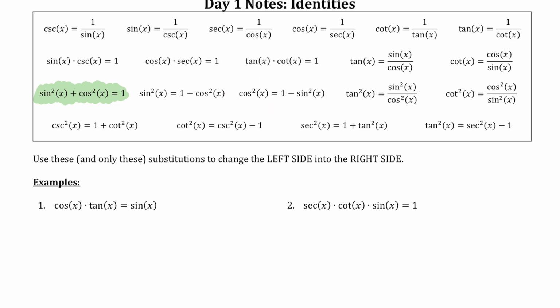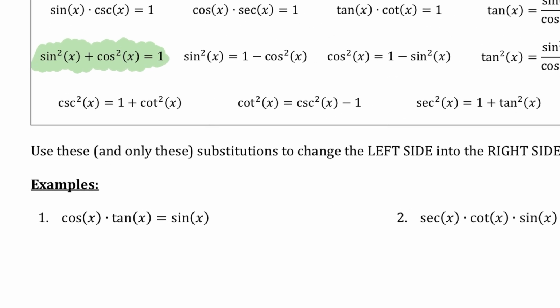What's also crazy is that you can take that same identity and manipulate it to get some new ones. For example, if you take 1 equals sine squared plus cosine squared and divide everything by sine squared, you would get 1 over sine squared, which is cosecant squared, sine squared over sine squared, which is just 1, and cosine squared over sine squared, which is cotangent squared. And again, you can manipulate that by adding and subtracting stuff on the other side.